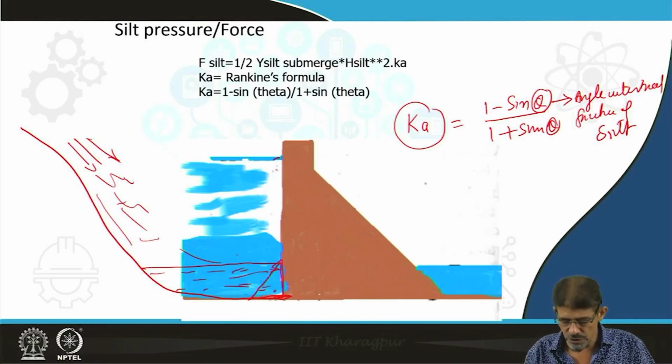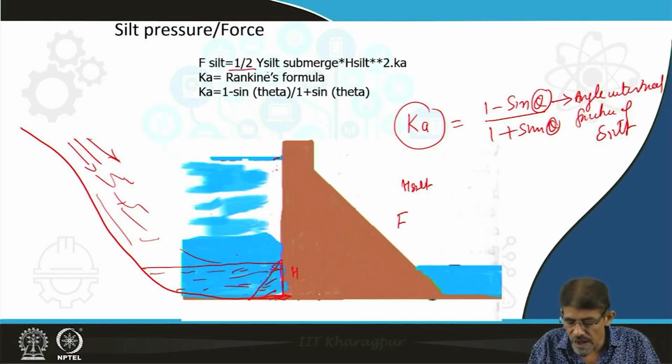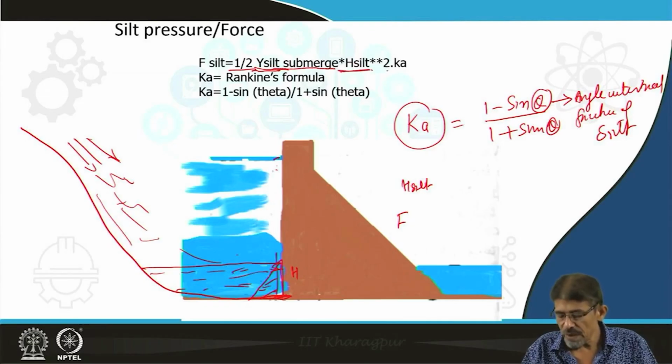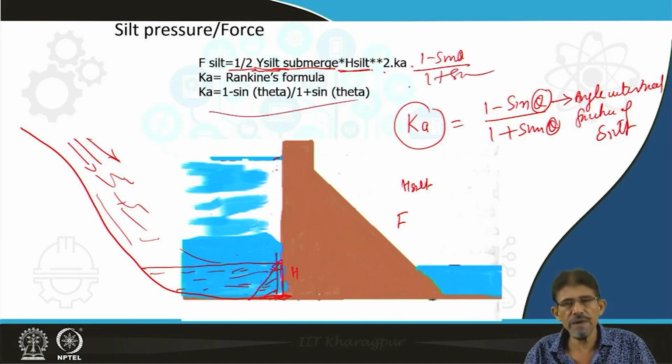So this triangular diagram here represents H silt, and it can be simply calculated. Force due to silt is half the unit weight of the silt in submerged condition multiplied by the height of silt deposit whole square, multiplied by (1 minus sin theta) by (1 plus sin theta). It can be easily calculated.